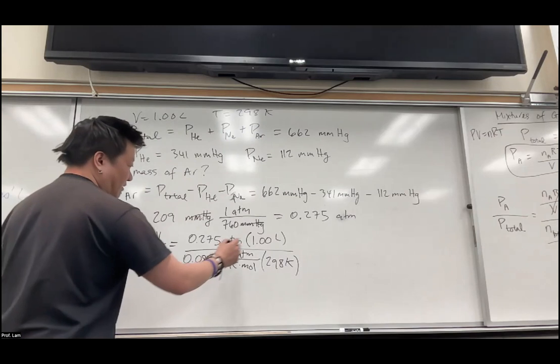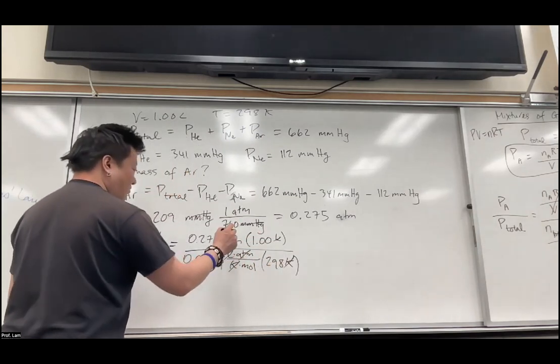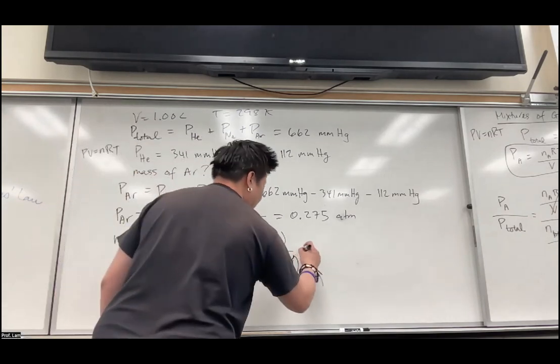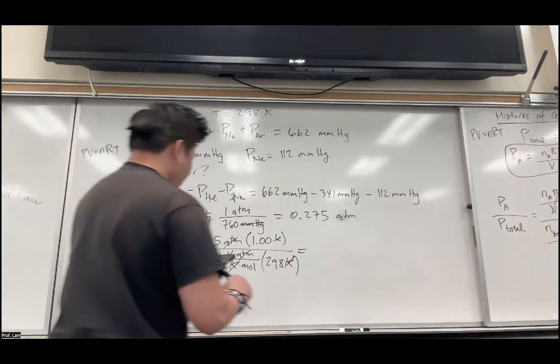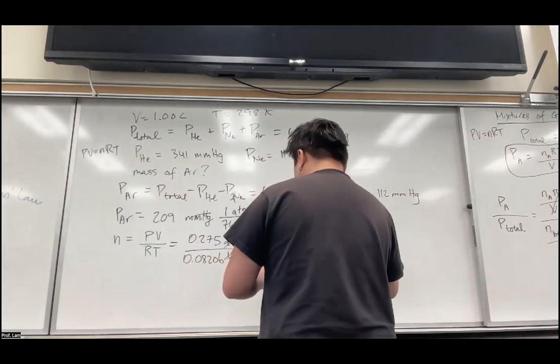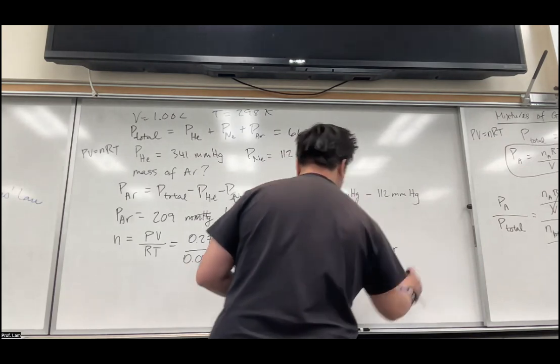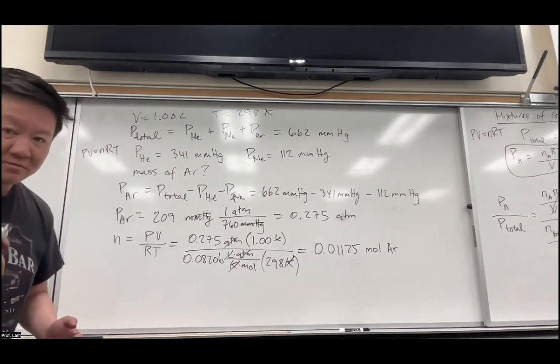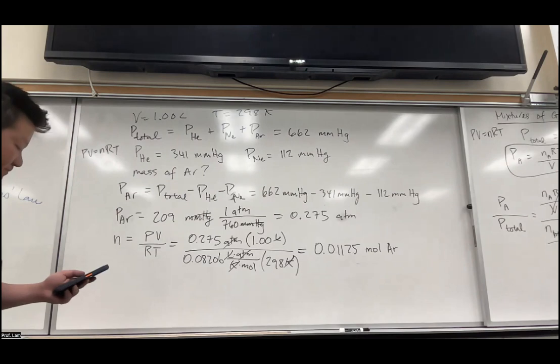Okay, so now we can knock out liter, ATM, Kelvin, and it's 1 over 1 over mole, which is the same thing as moles. So I get 0.01125 moles of argon. Right? You guys following, right? We just solve for moles of argon.